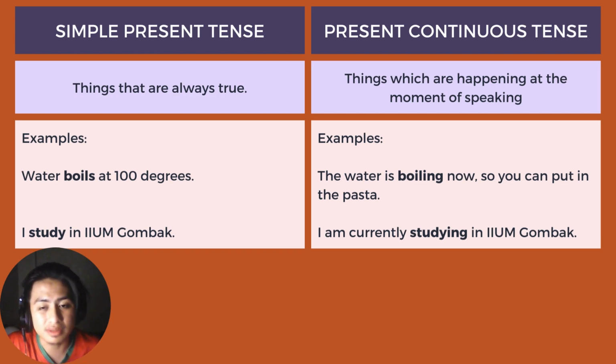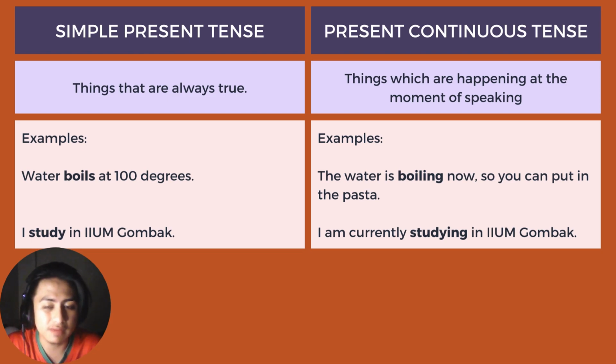Then the next example, I study in IIUM Gombak. So it is a fact, right? It is a fact. That is always true. Not always true, but for a long period of time it is true. I study in IIUM Gombak. So because it is the truth, we use simple present tense.